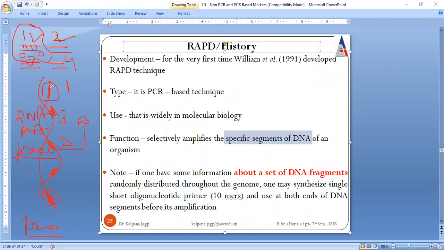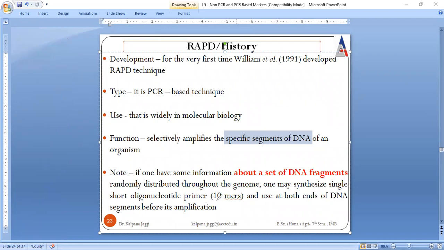Because the fragments are distributed randomly, and we are randomly amplifying these fragments, this is the only reason it is said to be a randomly amplified polymorphic DNA. And the primers which we are synthesizing can have 10 bases in them.